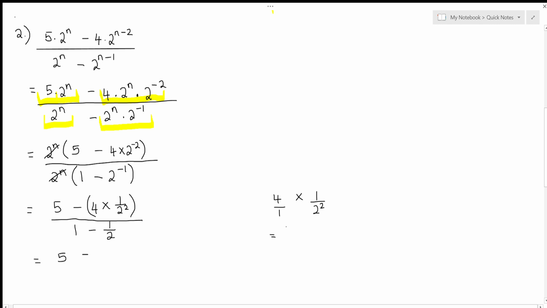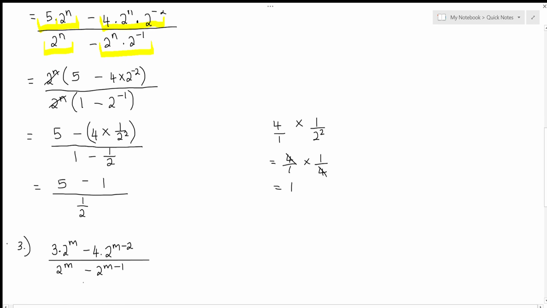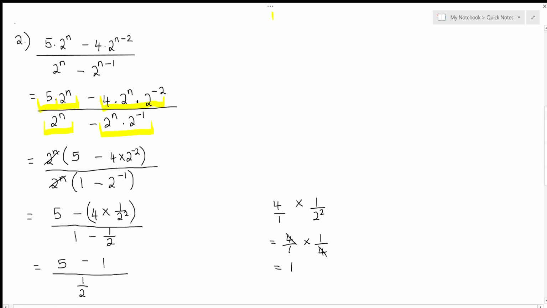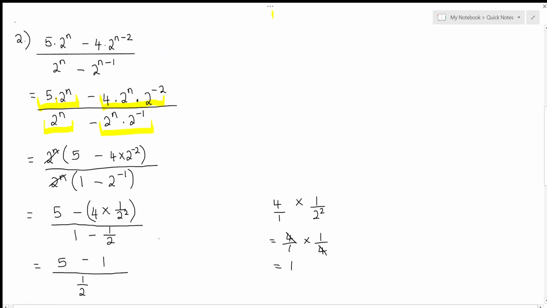It's going to be 4 over 1 times 1 over, now 2 squared is 4, and that will cancel out and give me 1. So in my numerator, I'm basically going to have 5 minus 1 over 1 minus a half, which will give me a half. So I've got 5 minus 1 equal to, and I'm just going to continue here.